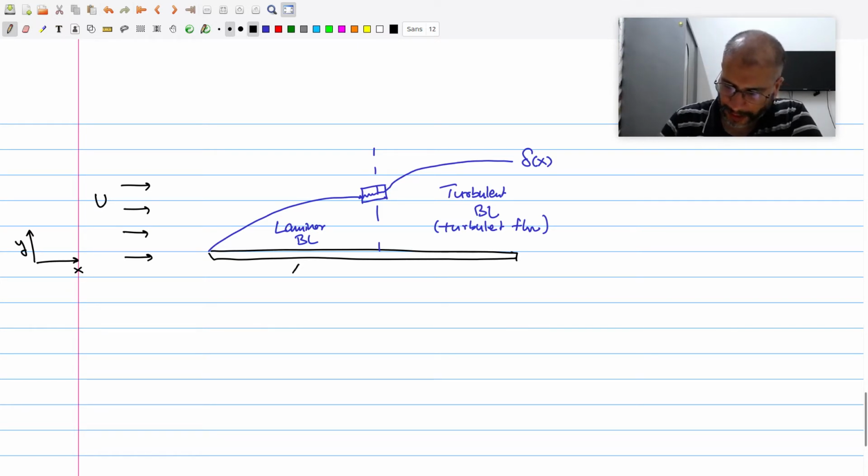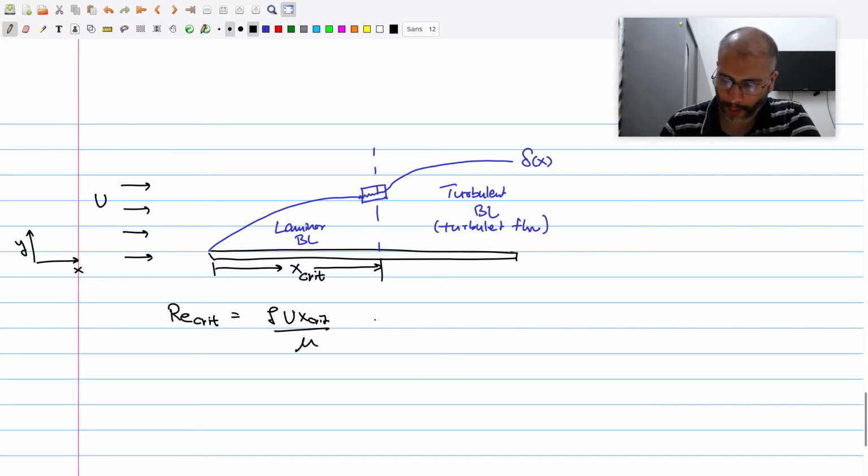And this distance x at which the flow transitions towards turbulence is called the critical x, so we denote it as x critical. The Reynolds number based on this x critical, rho u x critical by mu, is the critical Reynolds number. And what we have seen based on measurements is that this is approximately equal to 3 into 10 to the power of 6.